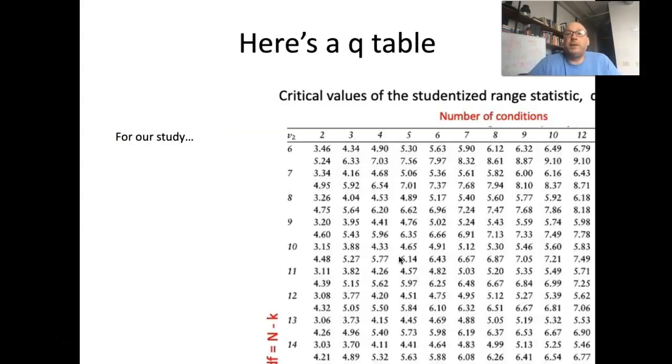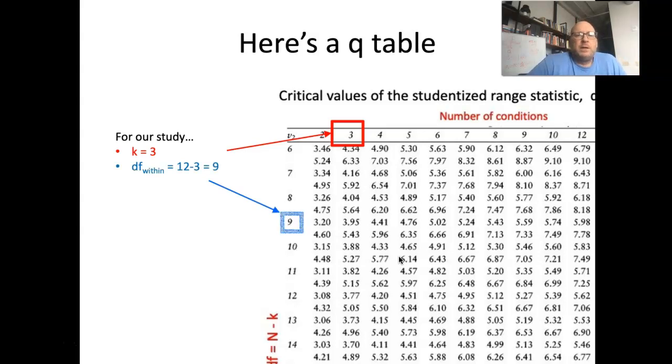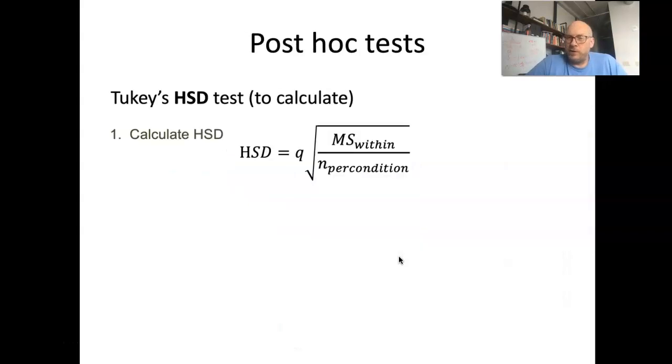So the first thing we'll do is look up Q. If you have the Q table, you should see something like this. I've added some labels to it to help. First thing we're doing is looking at the number of conditions, which is 3. The degrees of freedom within is 9. And that says 3.95. I know these statistics are kind of hard to understand, but this is kind of doing what a t-test would do in reverse. It's kind of weird. All right, so 3.95 is our Q.